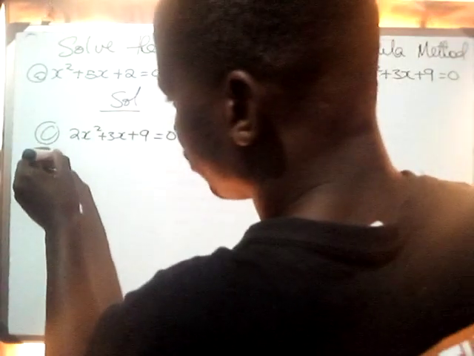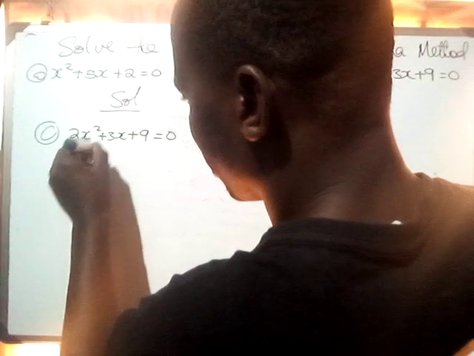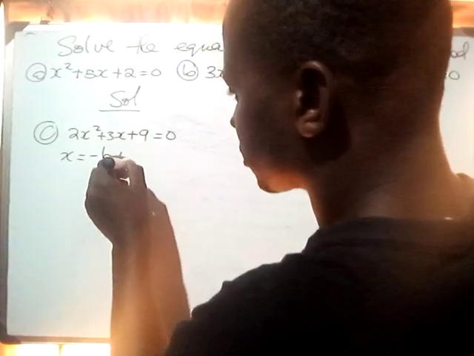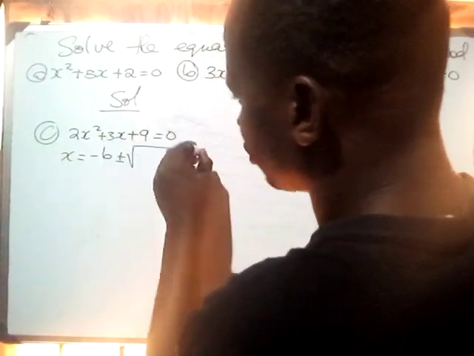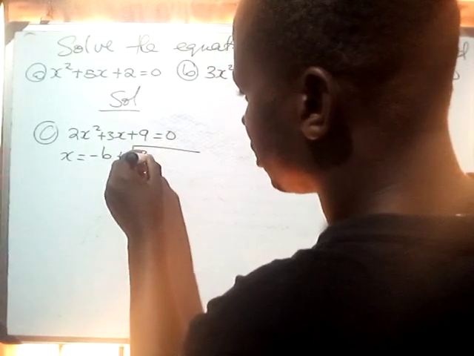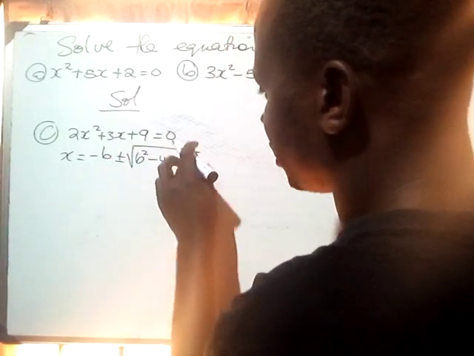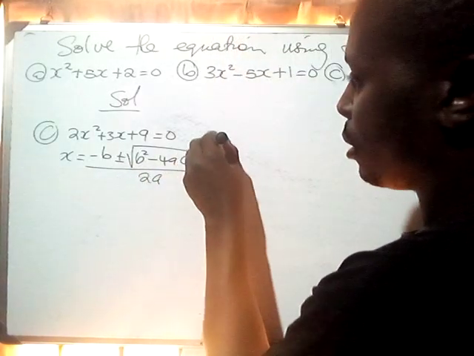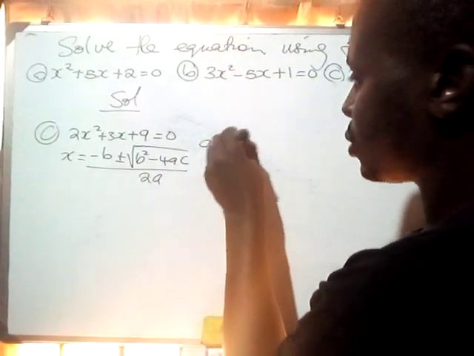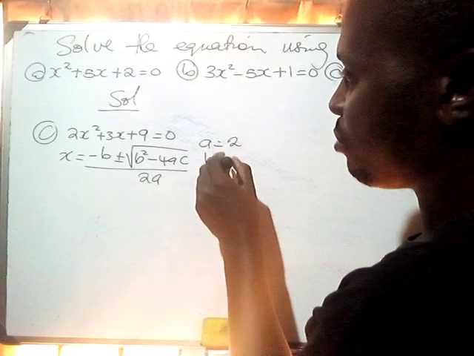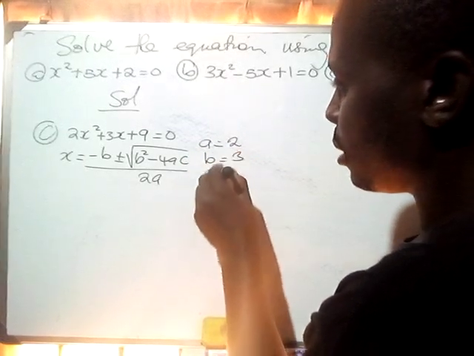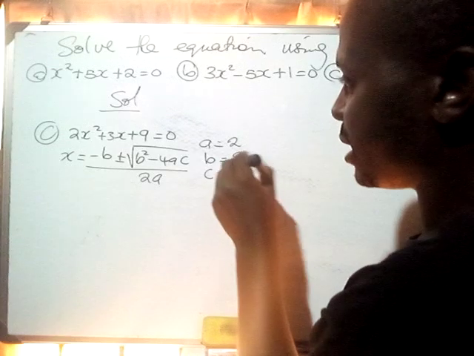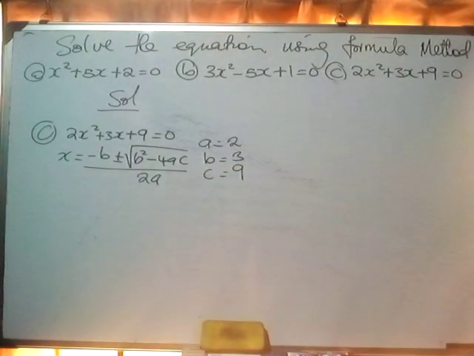So we are going to have x is equal to negative b plus or minus the root of b squared minus 4ac, everything over 2a. What is our a? Our a is 2. What is our b? Our b is 3. What is our c? Our c is 9. So now we are going to substitute.